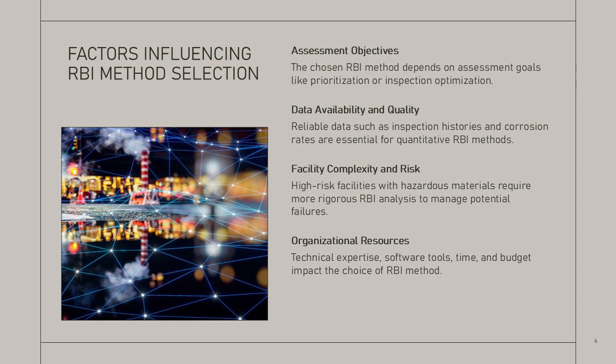Facilities handling hazardous fluids or operating at high pressures and temperatures often justify more rigorous methods due to higher risk exposure. Additionally, organizational resources such as technical expertise, software tools, time, and budget can influence method selection. API RP 580 emphasizes that method selection should be technically justified and aligned with risk management objectives. In some cases, a phased approach is adopted, starting with qualitative screening and progressing to more quantitative methods for critical equipment. This flexibility allows organizations to balance practicality with engineering rigor while maintaining compliance with recommended practices.